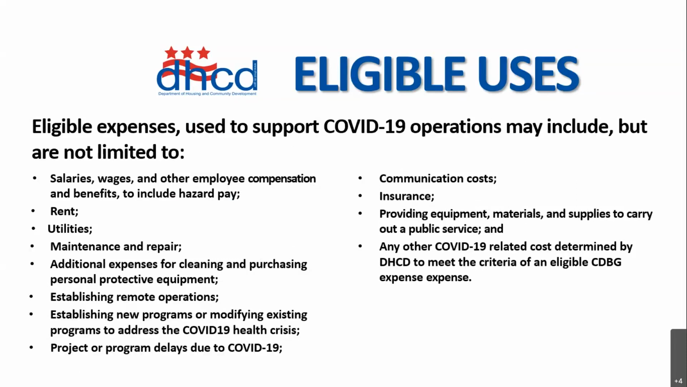And that includes, and is not limited to, salaries and wages for employees, rents, utilities, repairs and maintenance, establishing remote operations, establishing new programs, or modifying existing programs to address the COVID health crisis. Communication costs, insurance, equipment, and other COVID-related costs determined by DHCD to meet the eligibility criteria for the CDBG expenses.